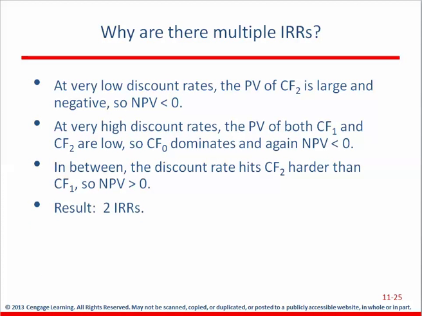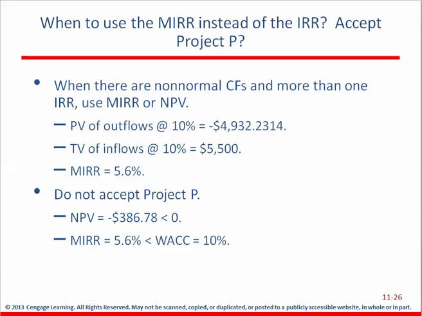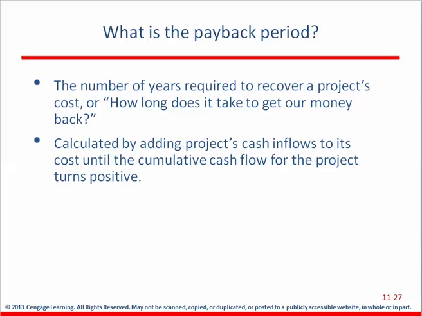So, and then I just explained why there's multiple IRRs. Okay? So the MIRR is 5.6%, and so after all that work, you say, okay, 5.6 is less than 10, so don't do it. Well, you got that same answer by finding out the NPV was negative. So it's just because people like IRRs and think they know what they mean. My advice is forget IRR and just use the NPV.